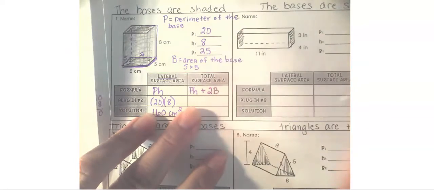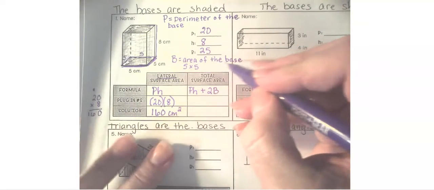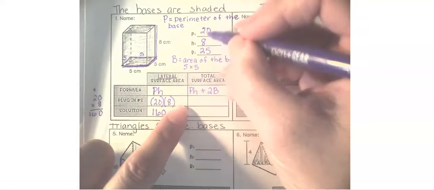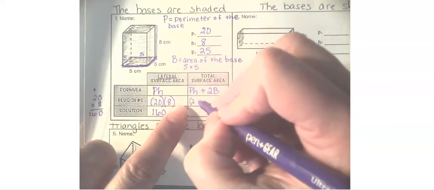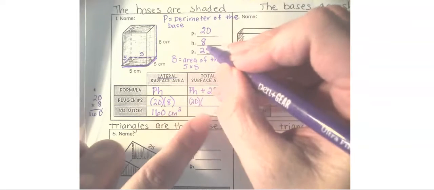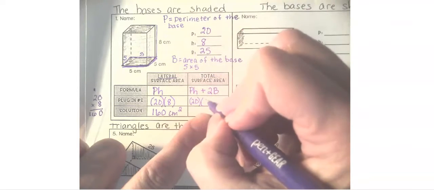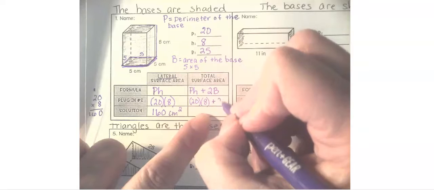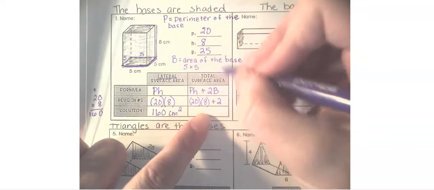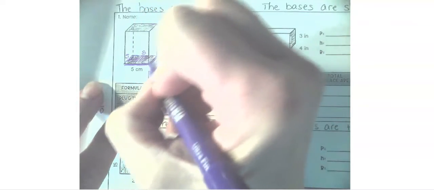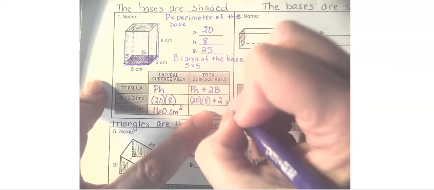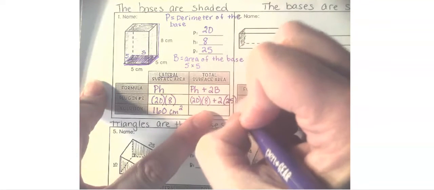Capital P times H plus 2 times big B. Remember, big B stands for the area of the base. All right, so capital P, the perimeter of the base, is 20, times H, the height of the prism, plus 2 times big B. Big B is the area of this bottom, this base right here. The area of that is 5 times 5. So big B is 25.